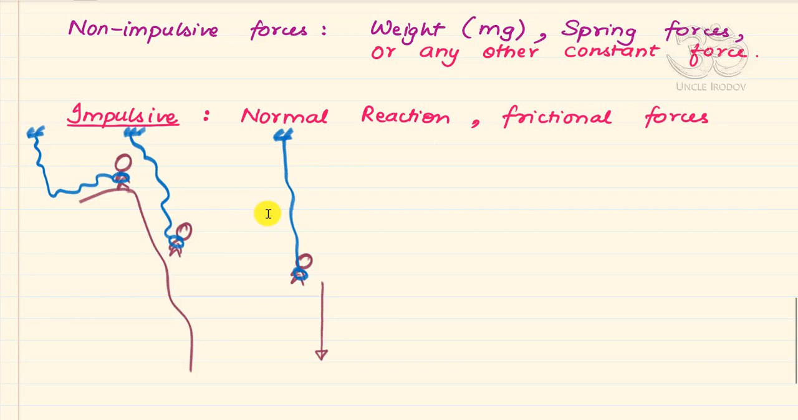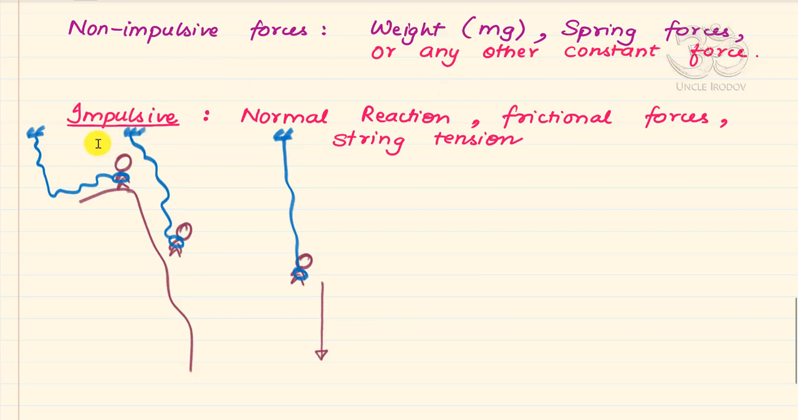So keep in mind that string tension can be an impulsive force. So normal reaction is impulsive, frictional forces are impulsive. Now we have string tensions which are impulsive. And so on. So there is a list of non-impulsive forces, there is a list of impulsive forces, and there is a class of forces that won't be impulsive at any point of time, any constant force, weight or spring forces, etc.